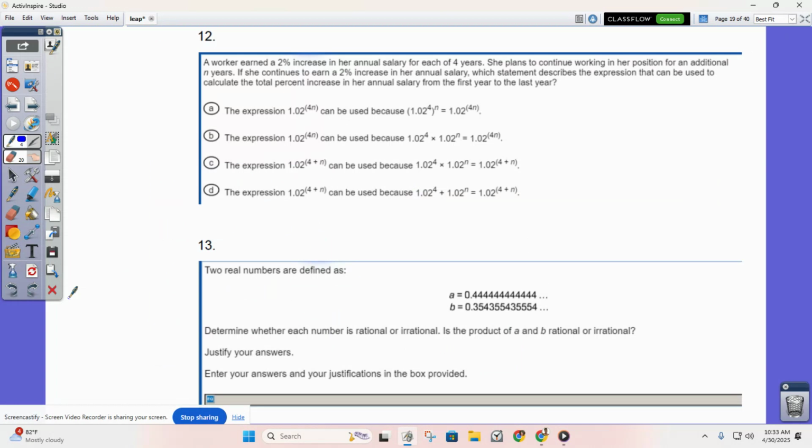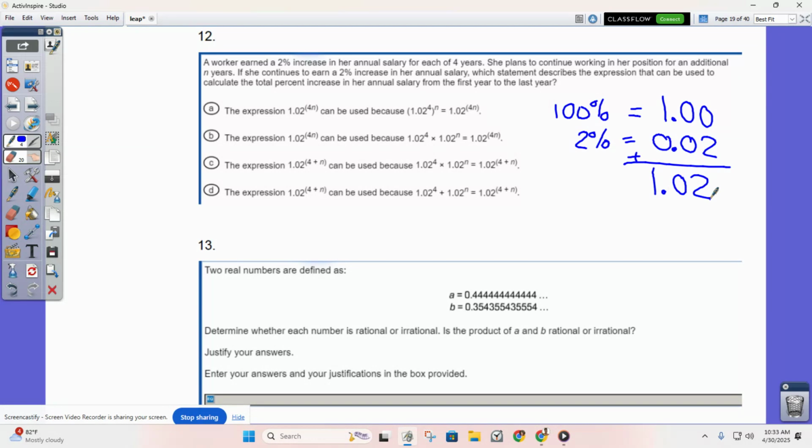So first of all, I want you to understand where this 1.02 is coming from, okay? She gets 100% of her salary, which is an equivalent as a decimal to 1.00. Y'all remember percent, to get it as a decimal, you move the decimal point over 2 places. A 2% is going to be 0.02 as a decimal. And since what she's getting each year is 100% of her current salary plus an increase of 2%, that's where the 1.02 is coming from in all of these expressions. Okay?